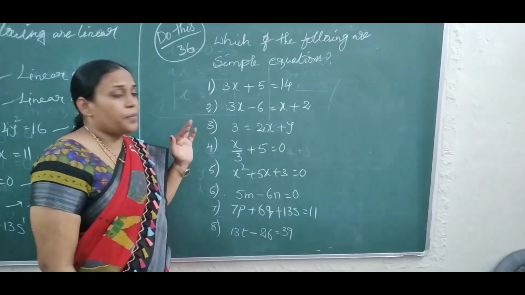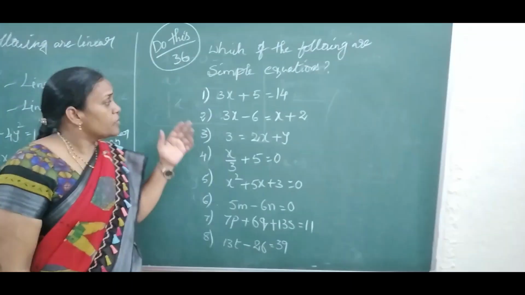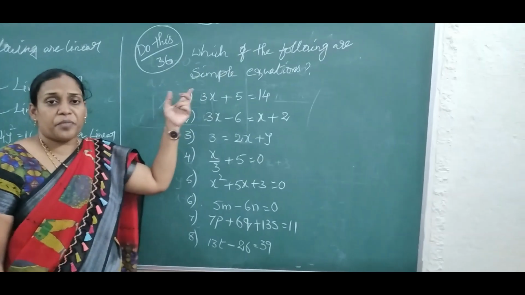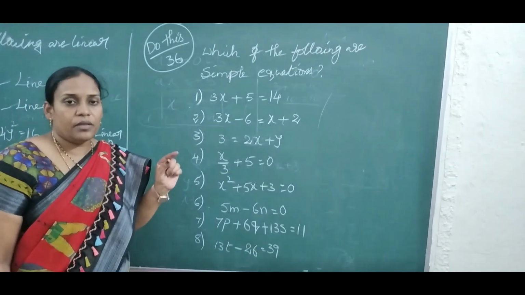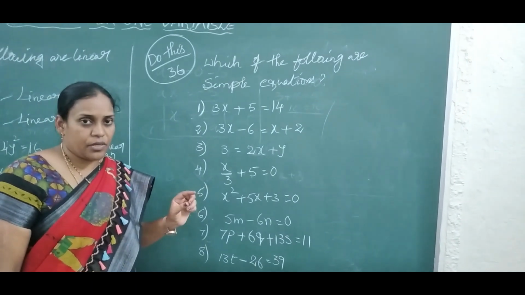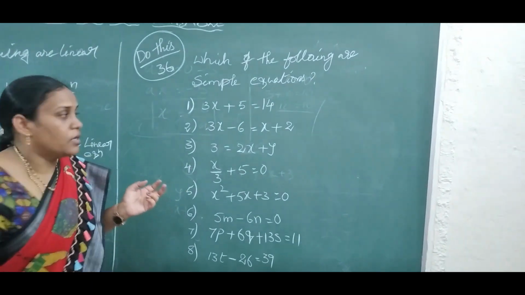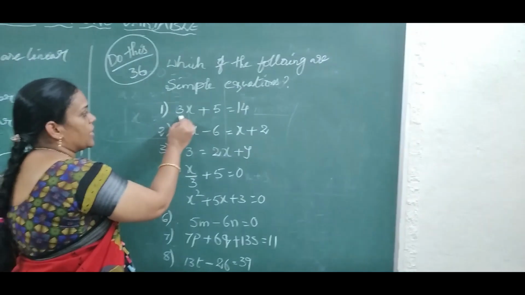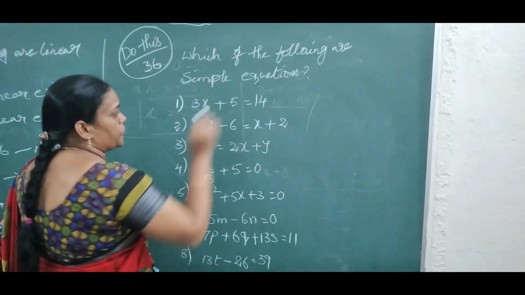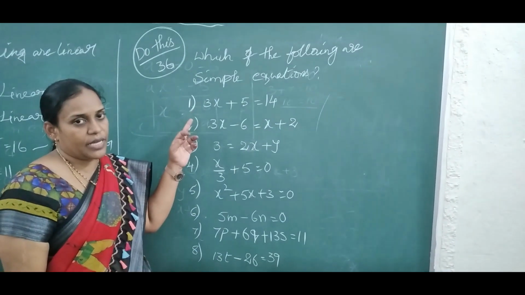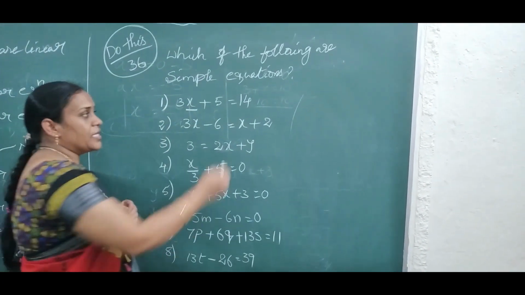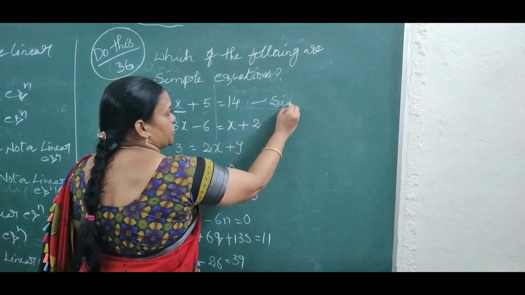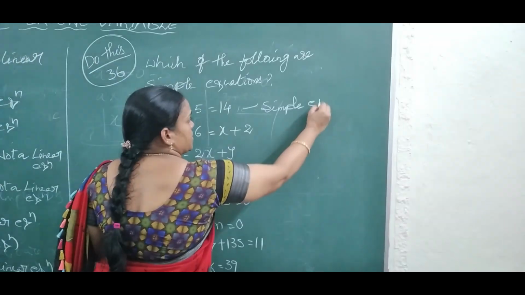Mind out the powers. Okay? No need to take the powers. Just you have to see whether it is a single variable or not. If it is a single variable, it is a simple equation. See first one. 3x plus y is equal to 14. Here, how many variables are there? Only one variable, that is x. So, it is a simple equation.